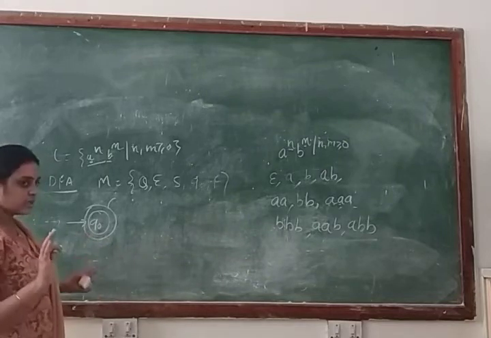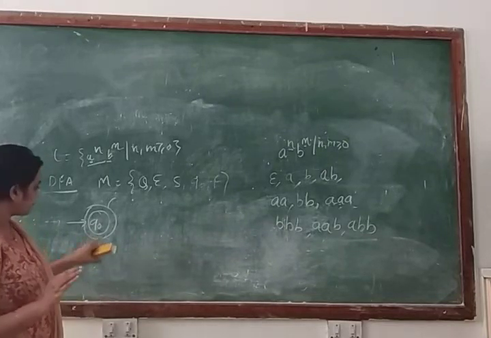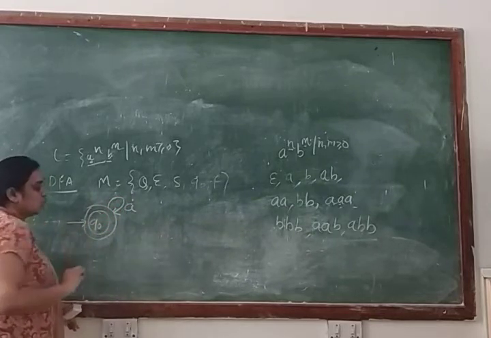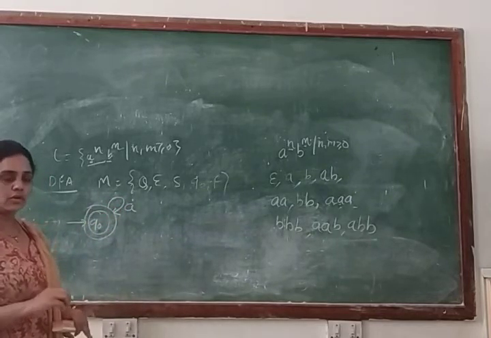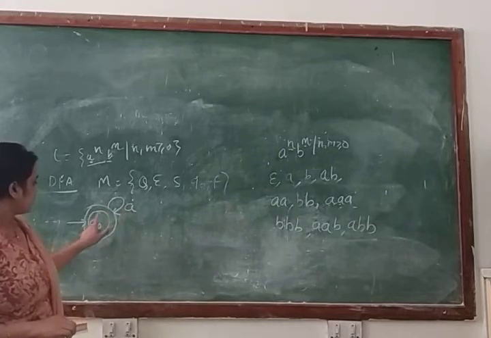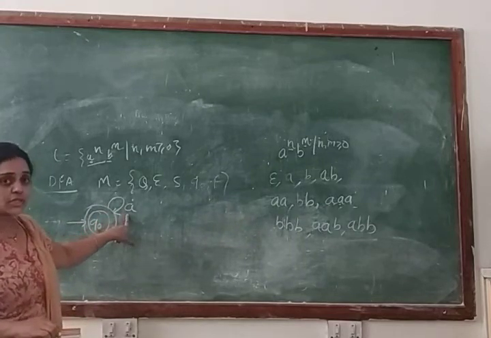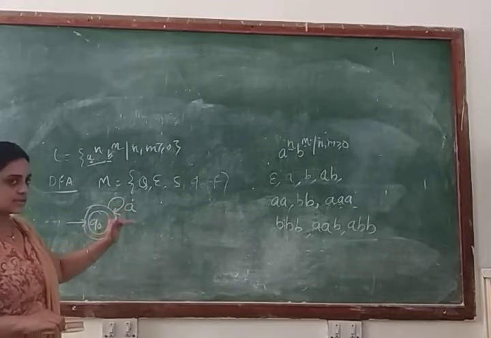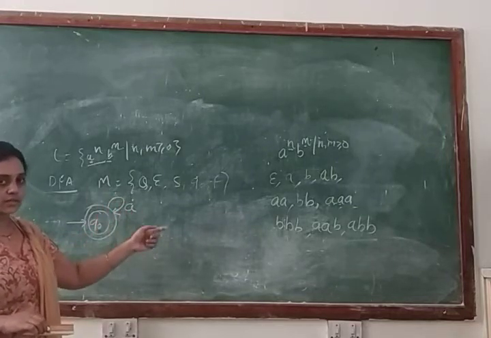Clear? You have only one state, so you will make a transition for input symbol a from Q0 to Q0. Now you will check: if you make a transition like that in the form of a self loop, then what is the meaning? That type of concept we have discussed in the last class also.